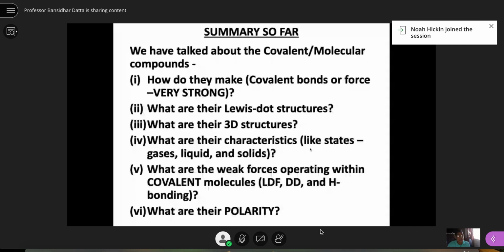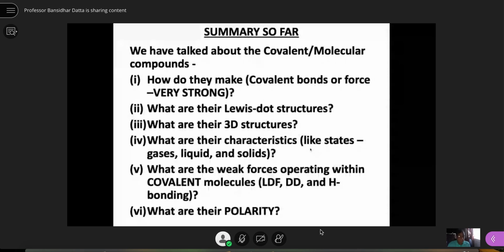The states: gases, liquids, and solids. If you take any gas, increase or decrease the temperature, increase the pressure, you can convert gas to liquid, liquid to solid, right? And what are the weak forces operating within the covalent molecules? That was the London dispersion force, it depends upon the mass, size, shape, etc.